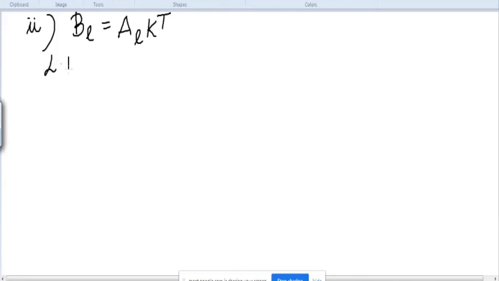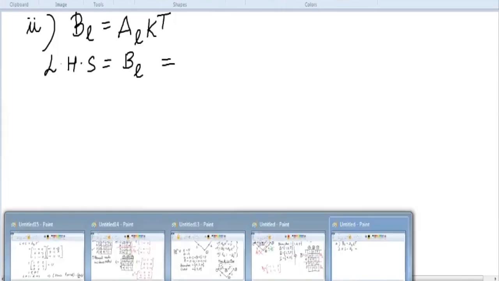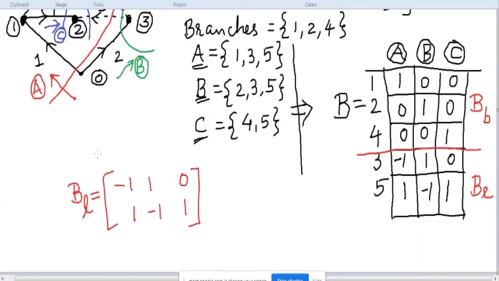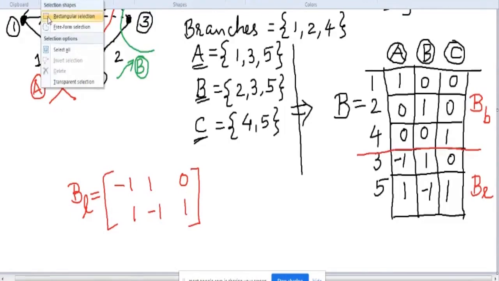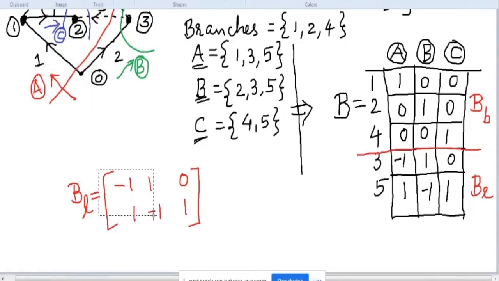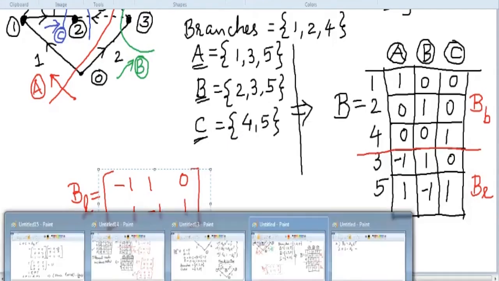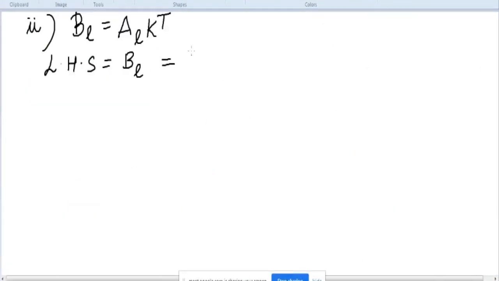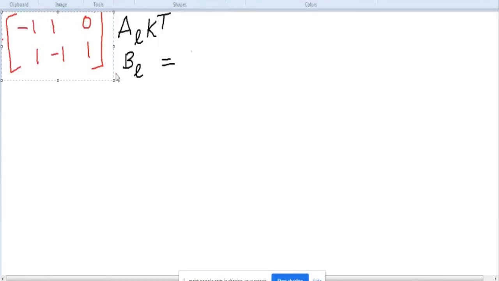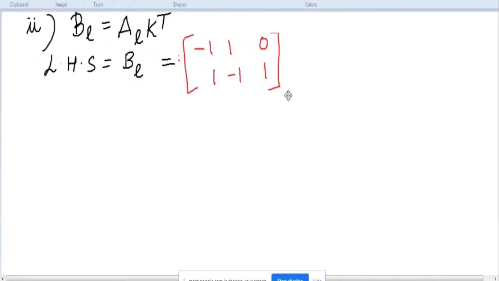So LHS we have is BL, and just now we have written BL, so just let us substitute the value of BL. So we have just now substituted BL, so let me substitute the value of BL from here. So BL is this matrix. So BL is here available with us.